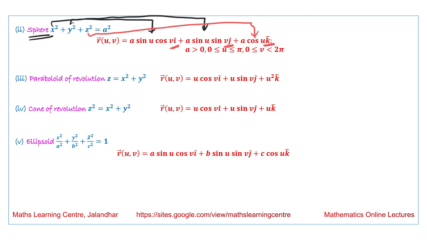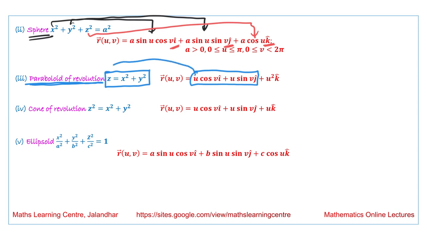Next is the paraboloid of revolution. We are saying z is equal to x square plus y square. So this is the paraboloid of revolution. For this portion we have u cos v i cap plus u sin v j cap, and for z we write u square. To understand more about the parametric equation of surfaces, you can refer to the topic related to the surface of revolution.